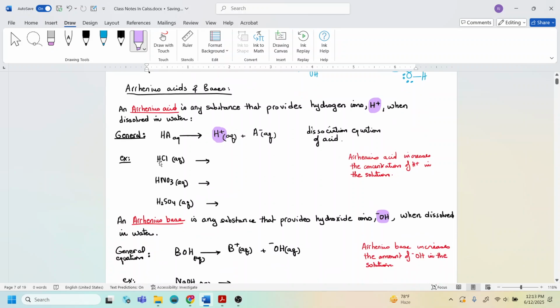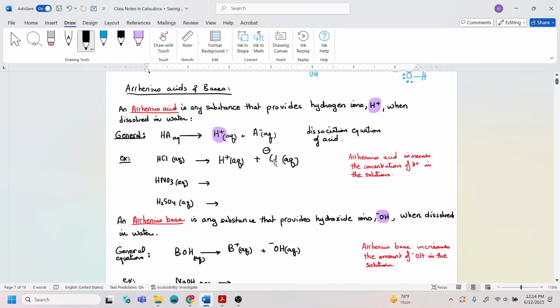Let's have examples. All of these are examples of strong acids: HCl, HNO3, H2SO4. The strongest is HCl, and when you take HCl and add water to it, HCl is going to dissociate into H plus, aqueous, and Cl minus, aqueous. So it's going to dissociate into its individual ions, and there will be no remaining HCl in the solution. All HCl will be dissociated into individual ions.